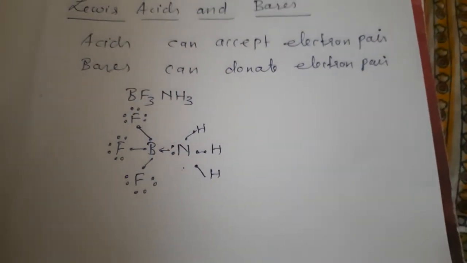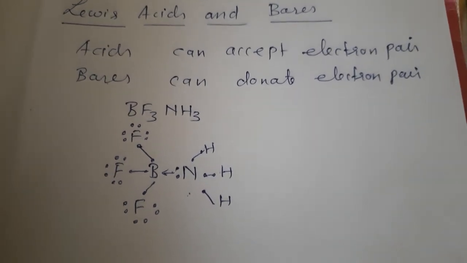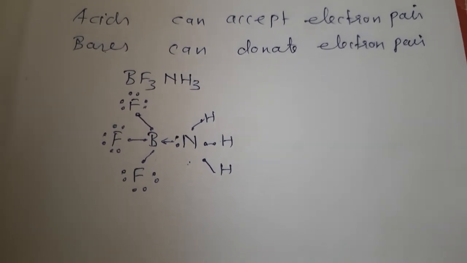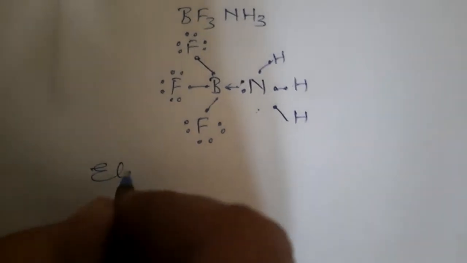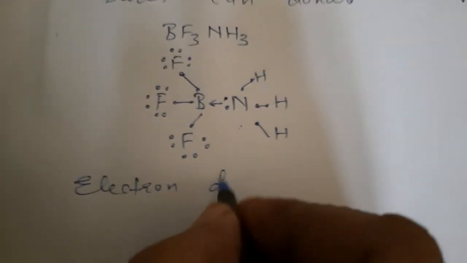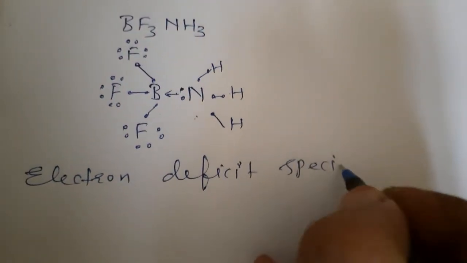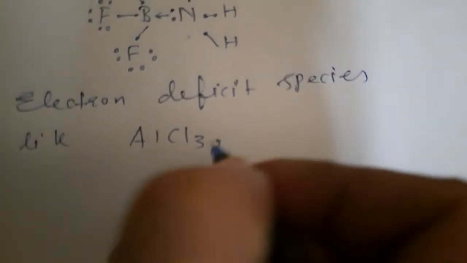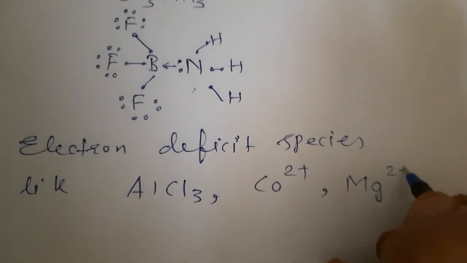The difference between Bronsted-Lowry acid and Lewis acid is that in Lewis acids, the acids do not have a proton. They are accepting the electron pair from another compound. Electron deficit species, like AlCl3, cobalt 2 plus, magnesium 2 plus, they are acids.